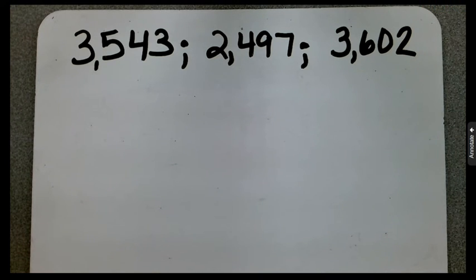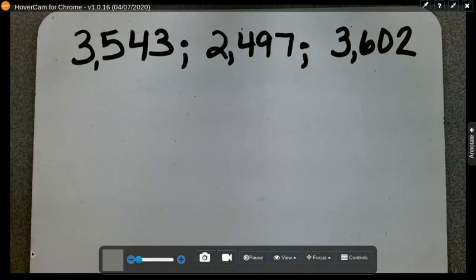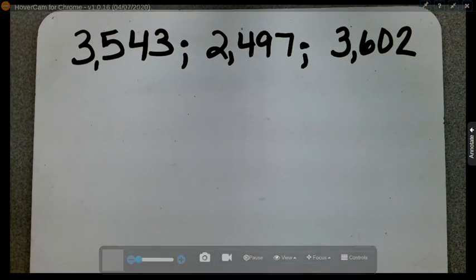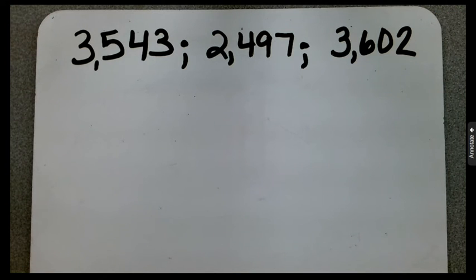Hi kids, today we're going to be talking about ordering numbers. And as you can see, we have three numbers at the top of the paper. And in order to put these numbers in the correct order, there are two simple rules to follow. So I want you to write these two rules down.